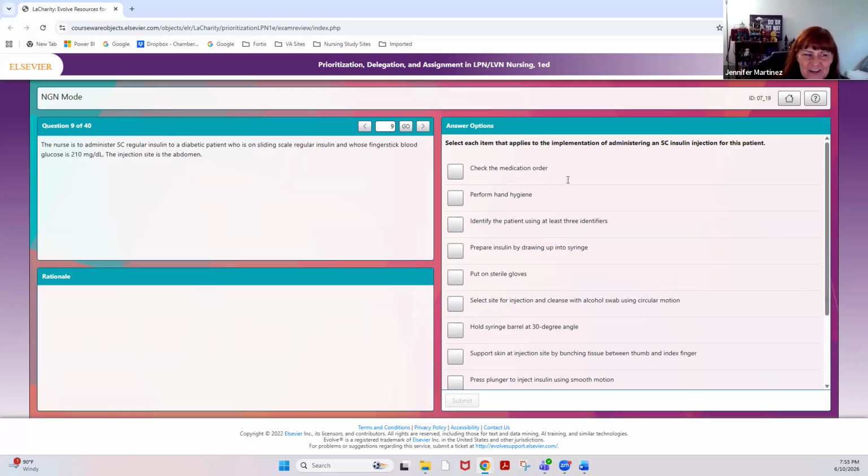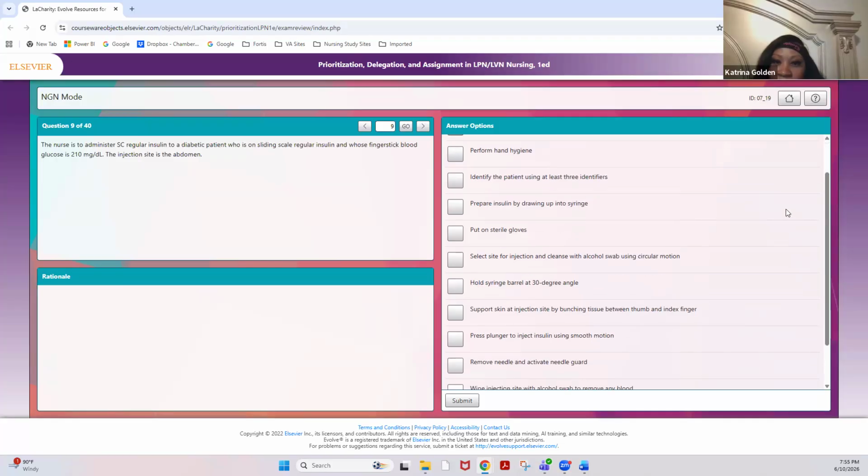Do you check the medication order? Yes. Okay. Do you perform hand hygiene? Yes. Do you identify the patient using at least 3 identifiers? No, you only need 2, right? Okay. Prepare the insulin. You didn't hit hand hygiene. Oh, thank you. Prepare insulin by drawing up into syringe. Yes. Okay. Put on sterile gloves. No. Okay.